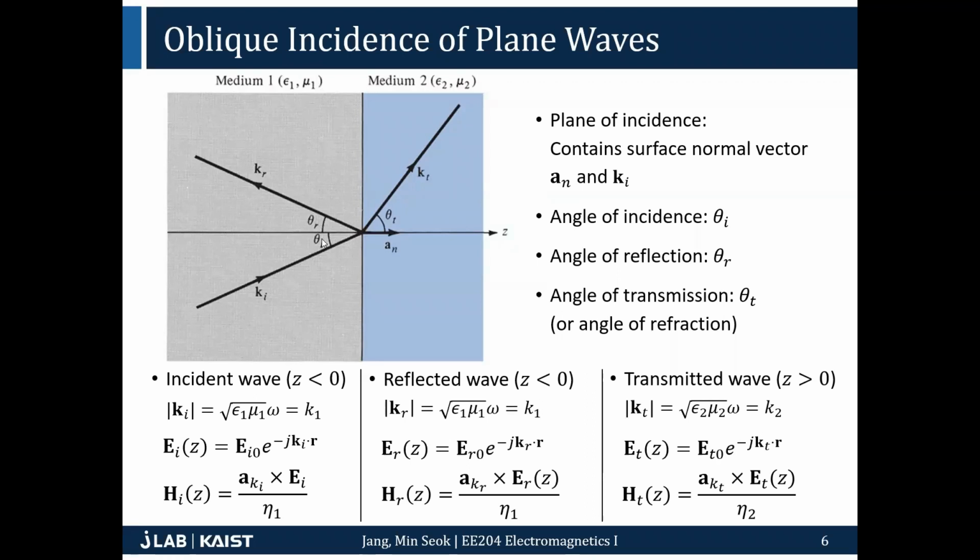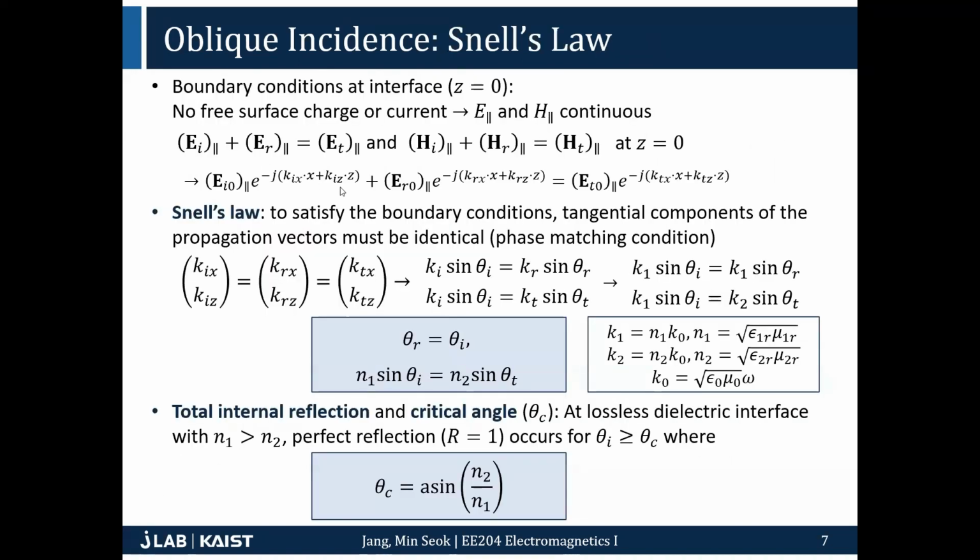Theta I is what we determine. But theta R and theta T, we have no information. This can be determined by applying the boundary conditions. In order to apply the boundary conditions, what we argued was that the surface parallel components, k_ix, k_rx, and k_tx, must be equal. So that's the important thing.